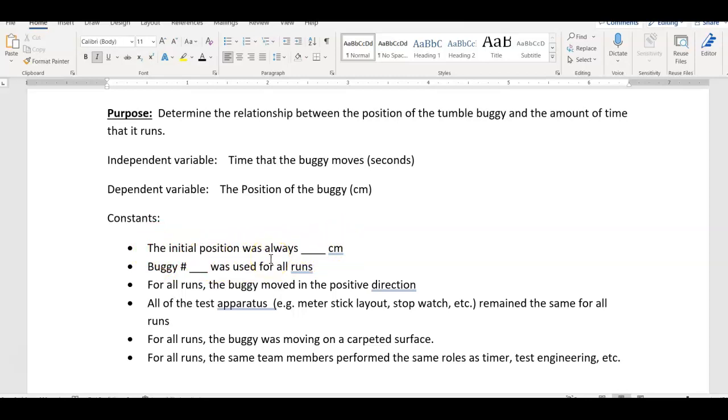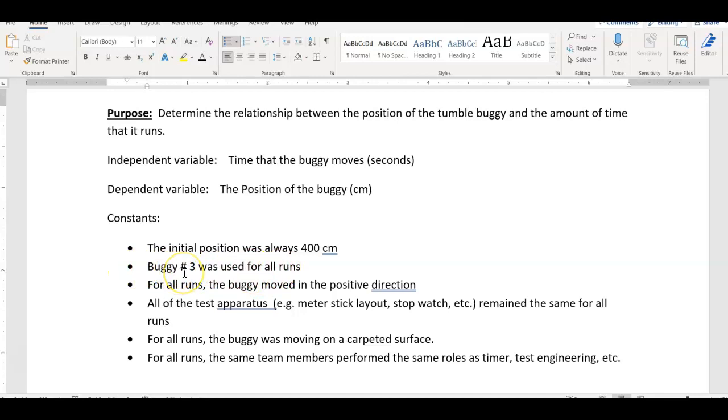Please be sure that you give a specific value for each one of these constants. For example, don't just say that the buggy always started from the same initial position. Instead, we need to say what that initial position was. In my example, I'm saying that the buggy was always started at position 400 centimeters. Be sure that you give the number of the buggy that you used for your team.